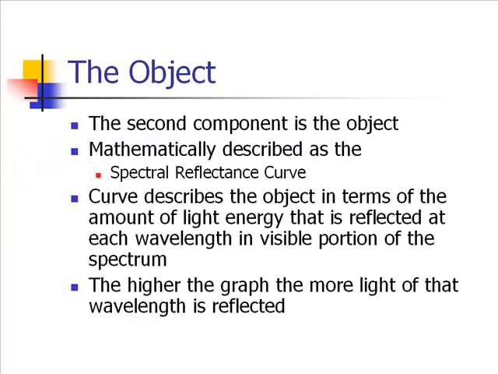Now we'll move to the second part of our three, and that's the object. When we talk about color, the thing we're talking about color about is the object. We need to see something that has to have a color. So the term we use to mathematically describe it is called the spectral reflectance curve. This curve describes the object in terms of the amount of light energy that is reflected at each wavelength in the visible portion of the spectrum.